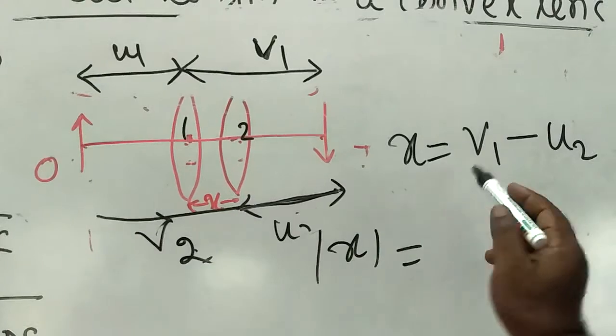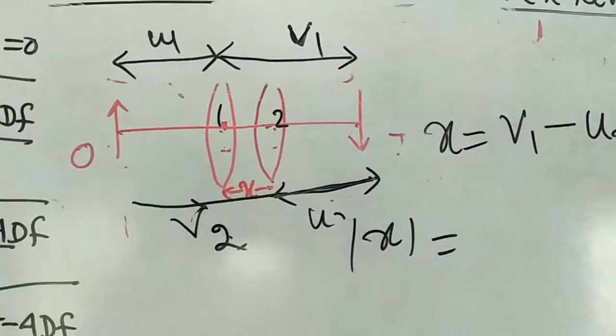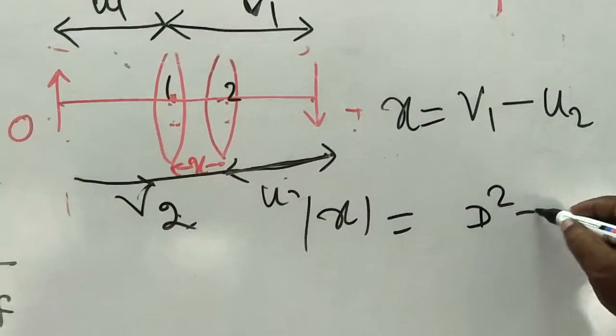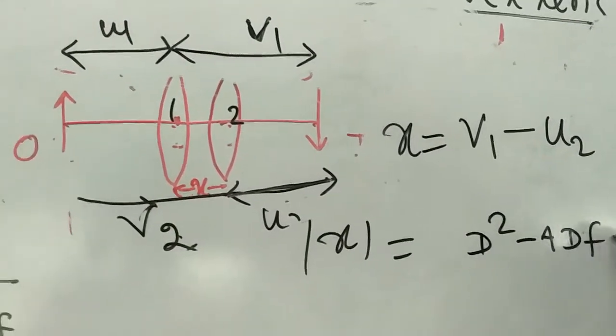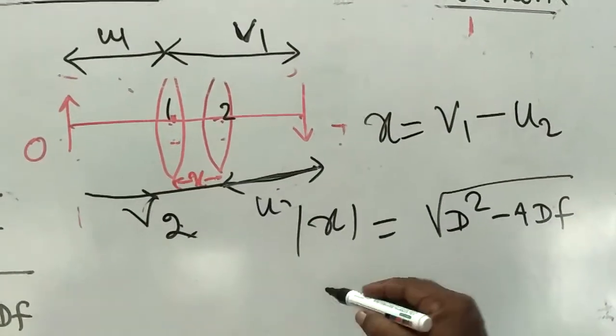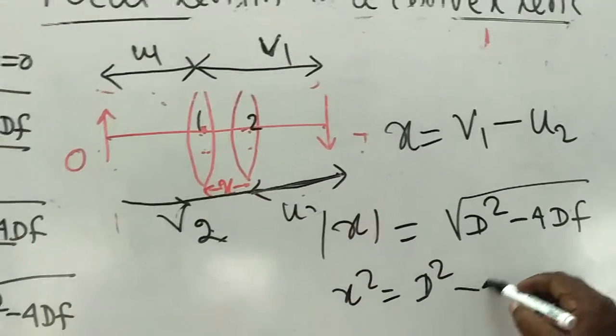we will see its magnitude of the difference will be, so these two are same. The d by 2, d by 2, they will cancel. So we will get root over d square minus 4df. So square both sides. If we square, what we will get? s square is equal to d square minus 4df.